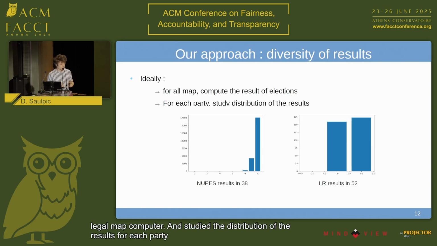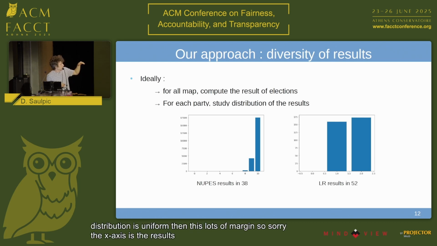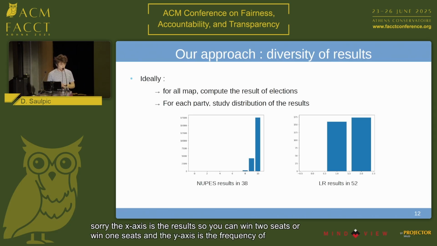And we would like to say that if, as in the left case, the distribution is uniform, then there's lots of margin. So, the x-axis is the result. You can win 2 seats or win 1 seat. And the y-axis is the frequency of this result.